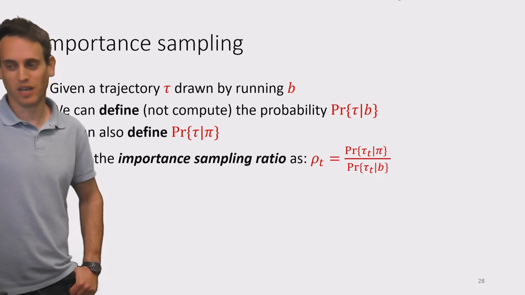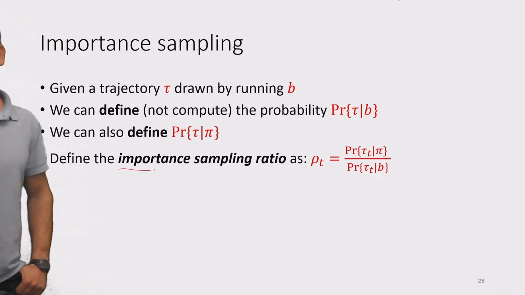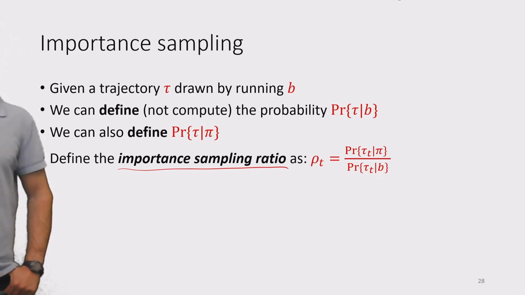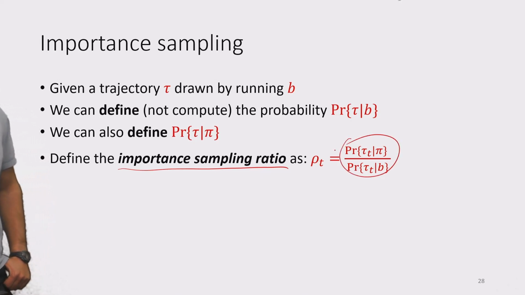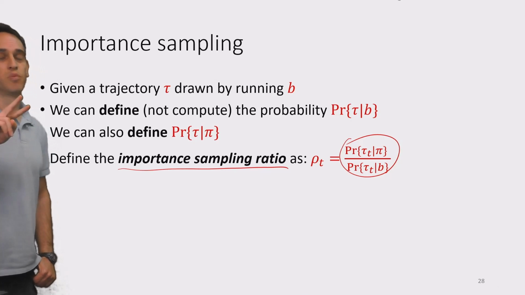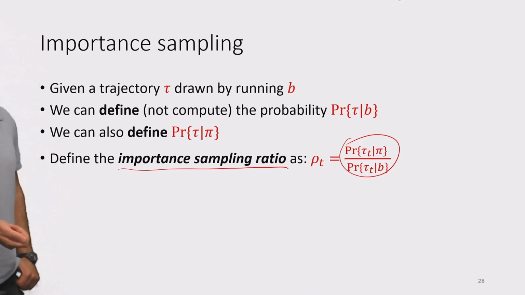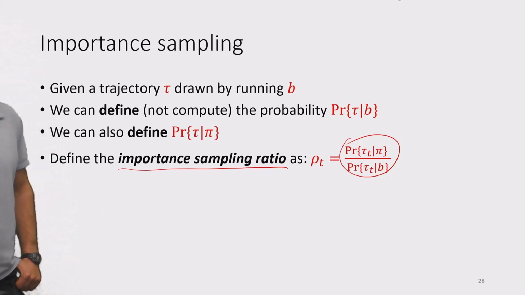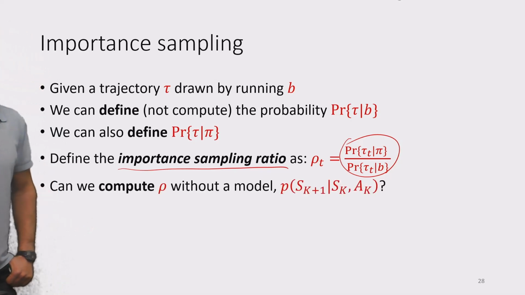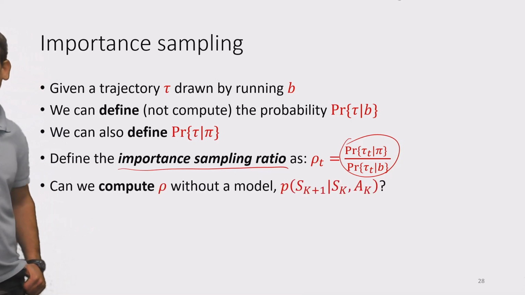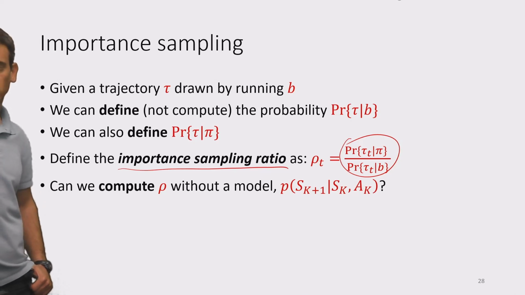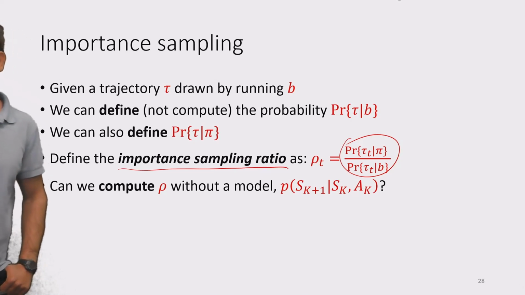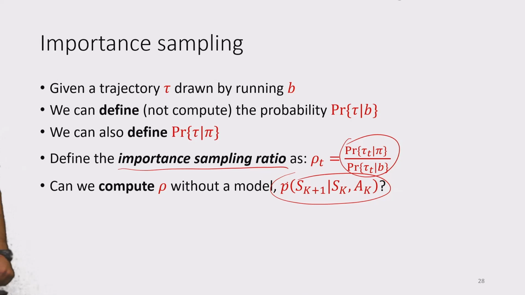Okay, what we hope to be able to compute is what's called the importance sampling ratio. So I'm not able to compute the probabilities, but I would like to compute the ratio between the probability of sampling a given trajectory, the trajectory that I just sampled, with my target policy versus my behavioral policy. How can we compute this importance sampling ratio, denoted ρ, without a model? Again, we cannot assume to know the model. We're doing reinforcement learning, right?